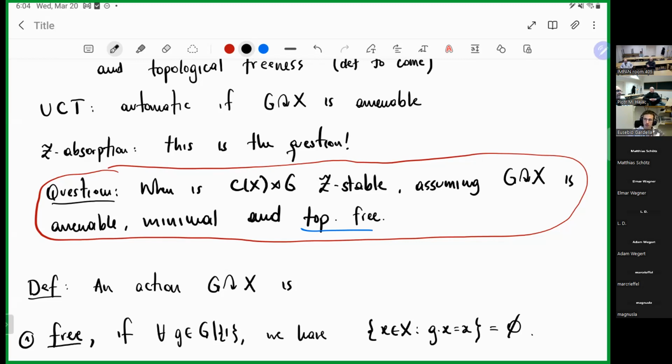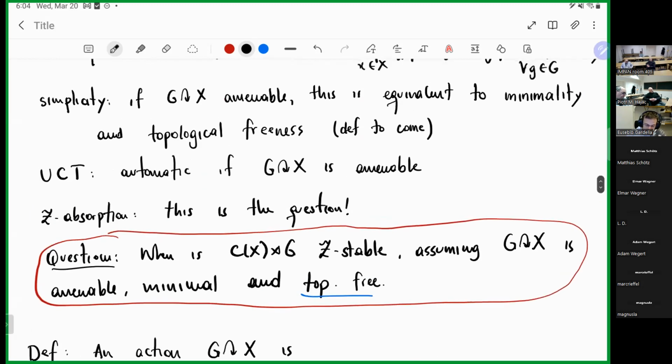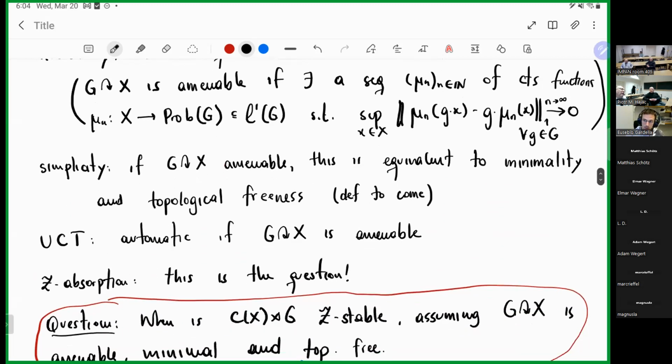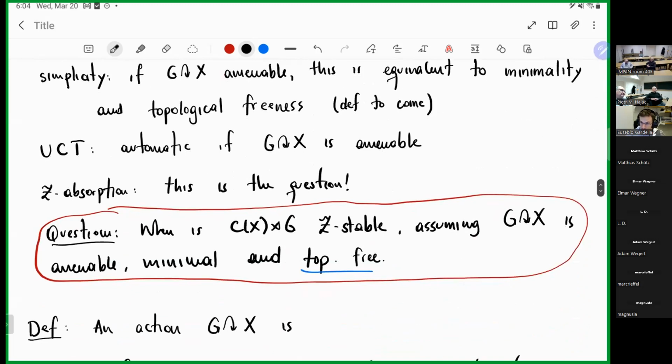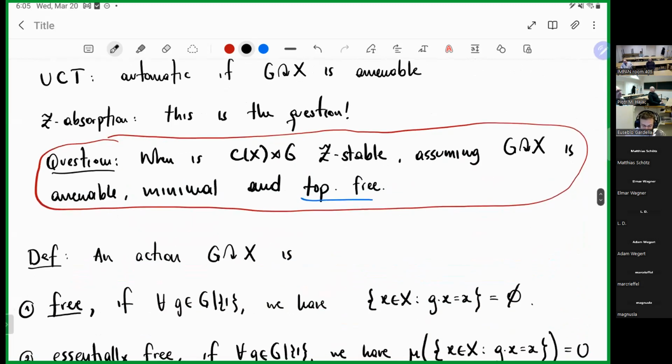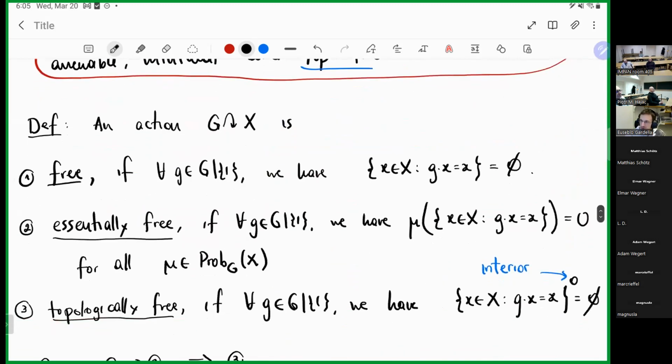We don't have a definite answer. I should perhaps already tell you this. We do not have a characterization of Z-stability for crossed products, differently from what happens for simplicity or nuclearity, which are completely understood. We do not have an equivalent characterization of Z-stability in terms of dynamical properties. But we have sufficient conditions in many cases, and in some cases also if and only if type results that I want to discuss.